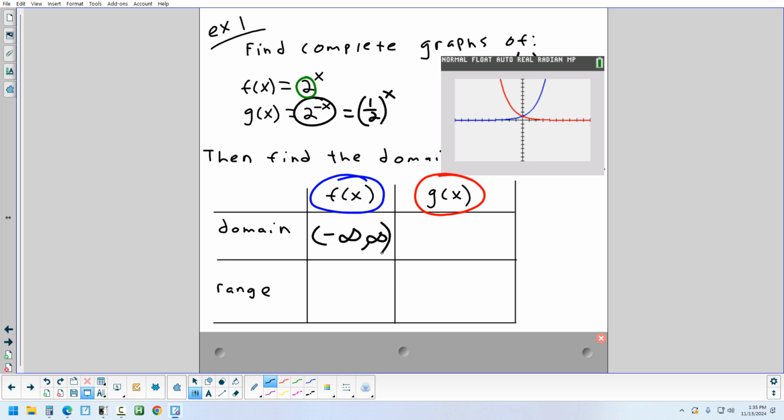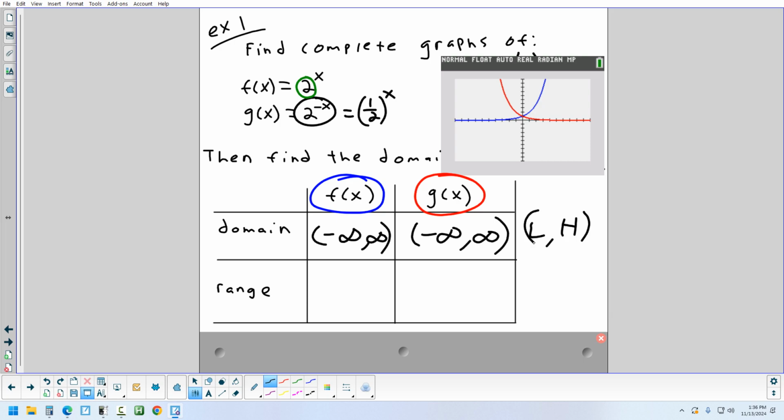So what's the domain of the red one? Negative infinity to infinity, the same thing. Doesn't matter which one's first or second? It has to be negative infinity first because that's lower. When you write an interval, it's always low, comma, high.